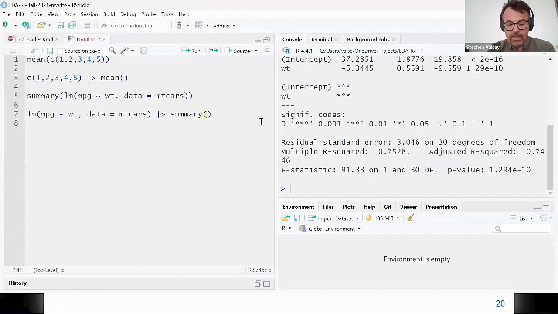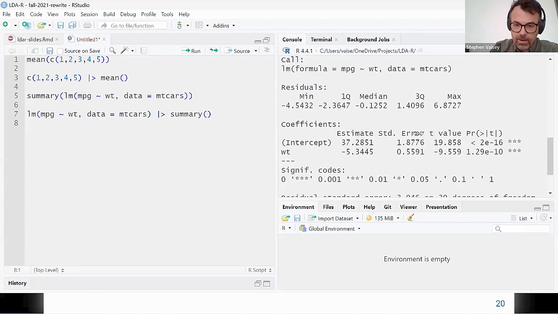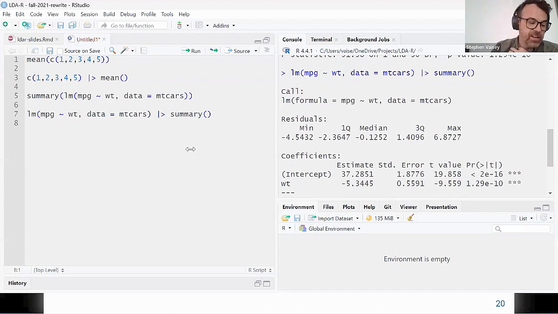So this is how I operate. And from a speed perspective, now that the native pipe has been introduced, these are literally the same speed. There's no difference in speed whatsoever between these two now when you're using the native pipe. So anyway, you're going to see pipe workflows a lot in my stuff.